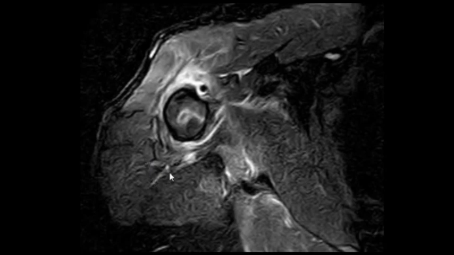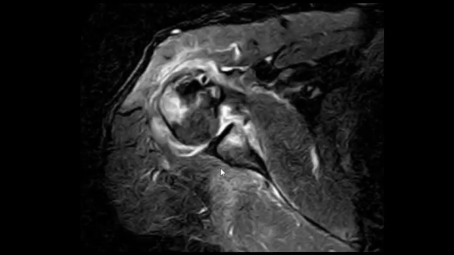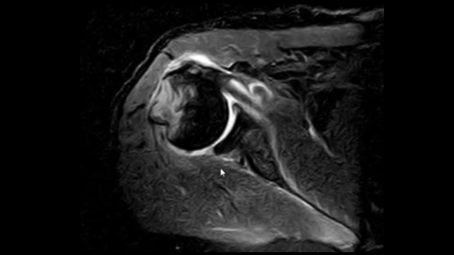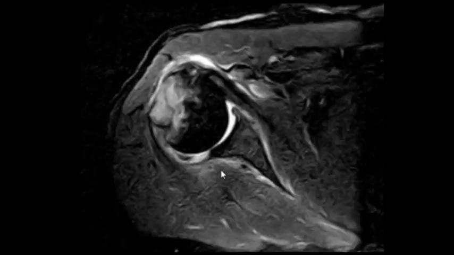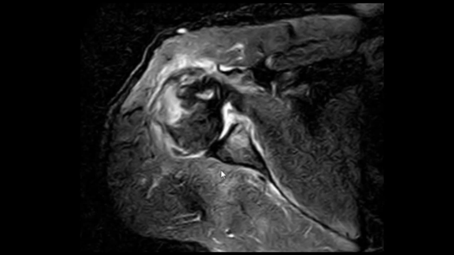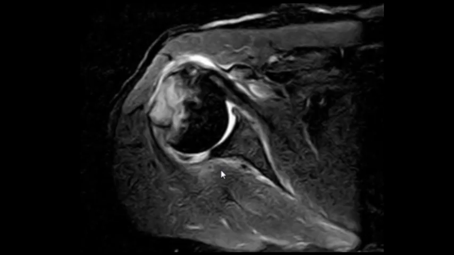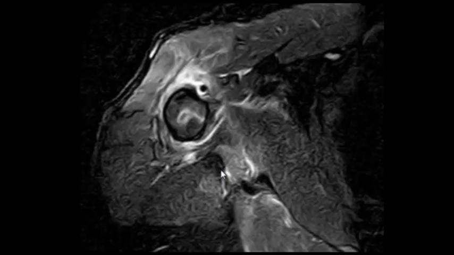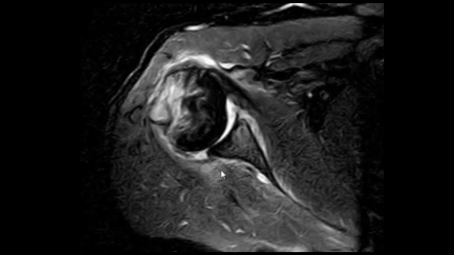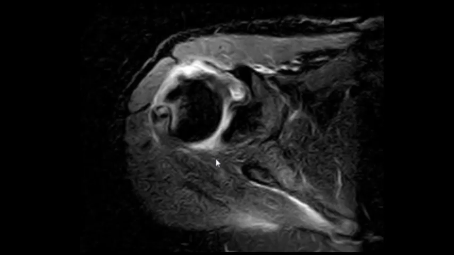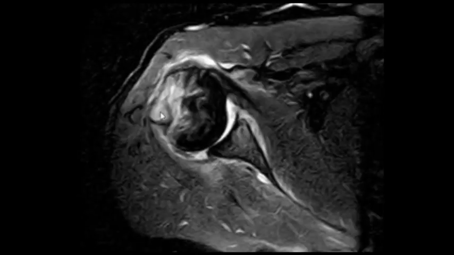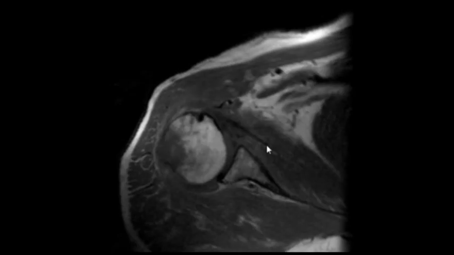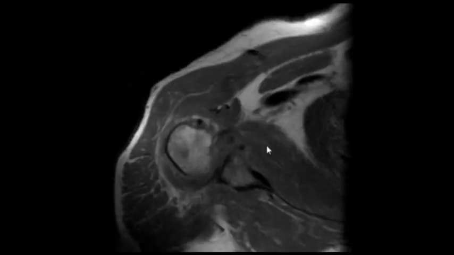So I'm presenting an MRI of the shoulder joint. Right or left? This is the right shoulder joint. High STIR sequence showing high signal involving the... we can see on T1 there may be a fracture line. Okay, T1 sequence.